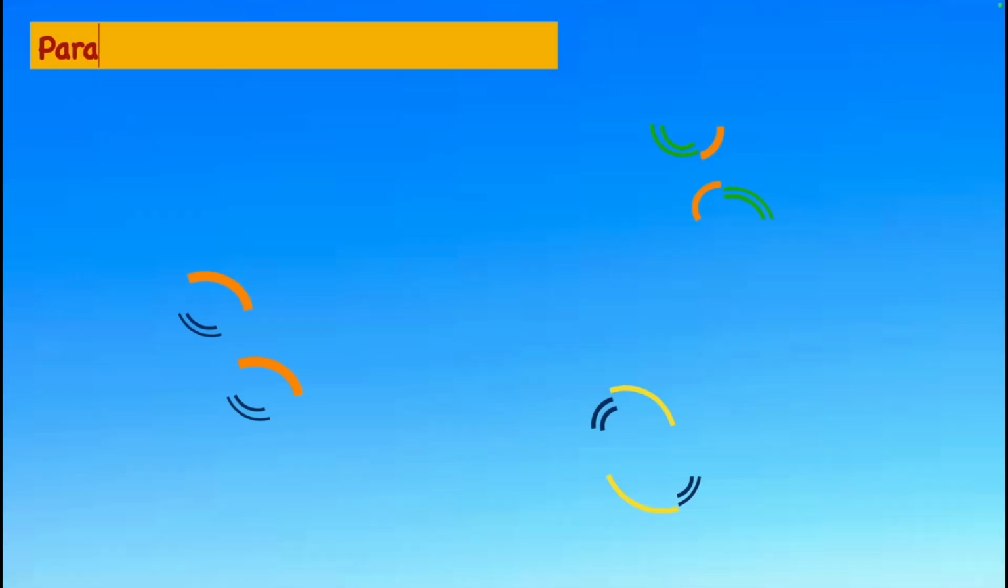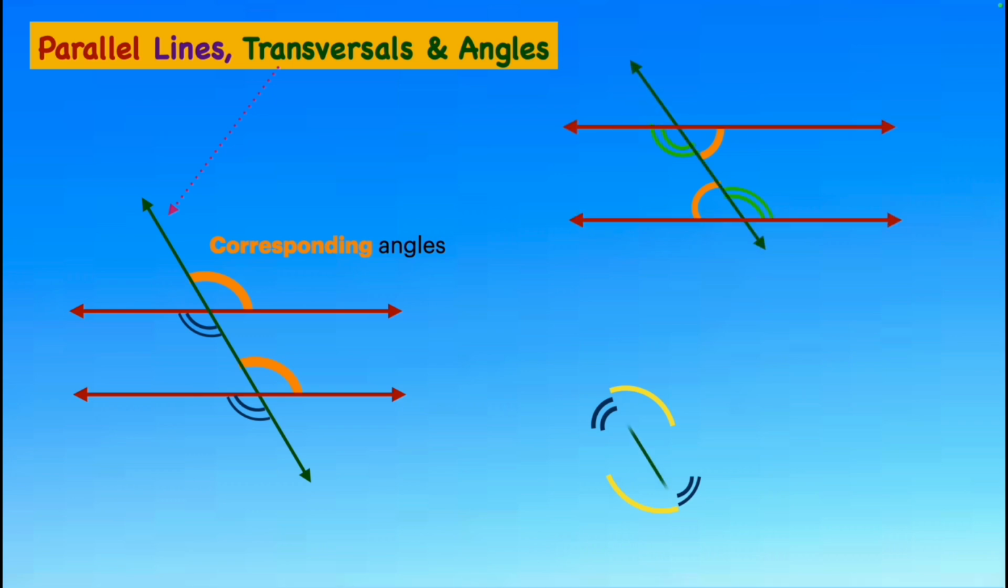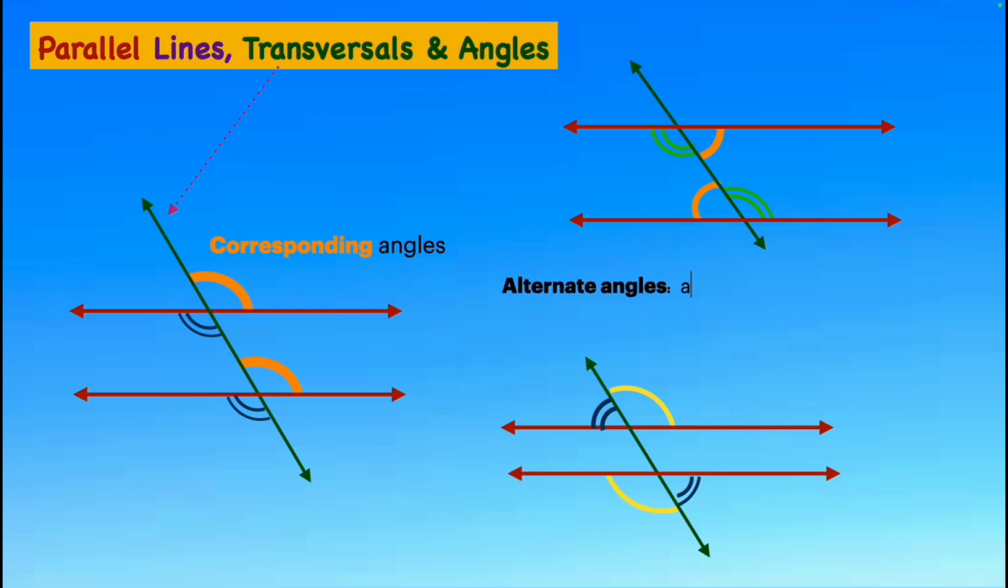Now we're going to talk about parallel lines, the transversal, and the angles formed from them. When two parallel lines are cut by a third line, which is the transversal, corresponding angles are formed at the matching corners. Now look at the right side. These angles occur on the opposite side of the transversal. They are called alternate angles.